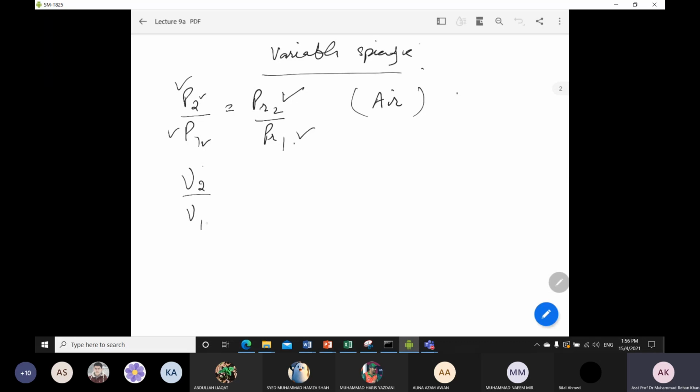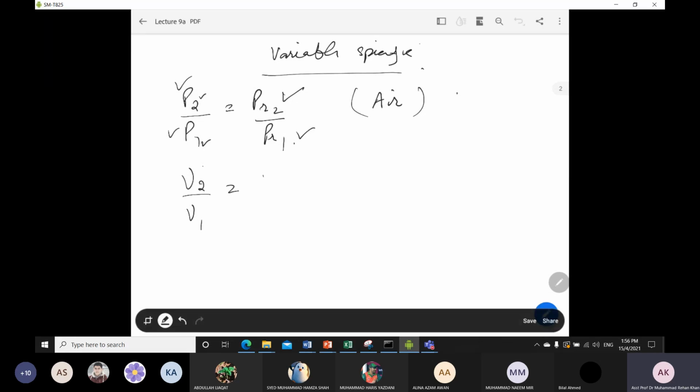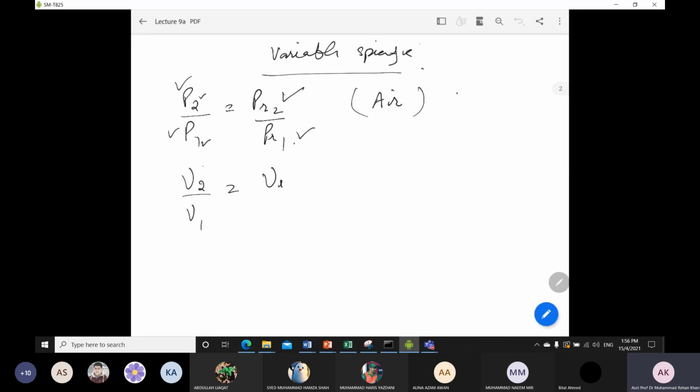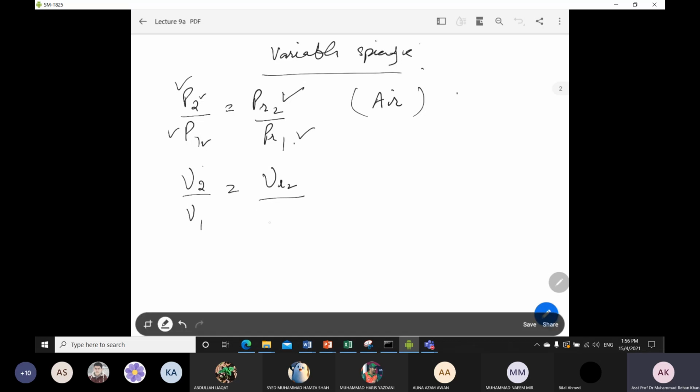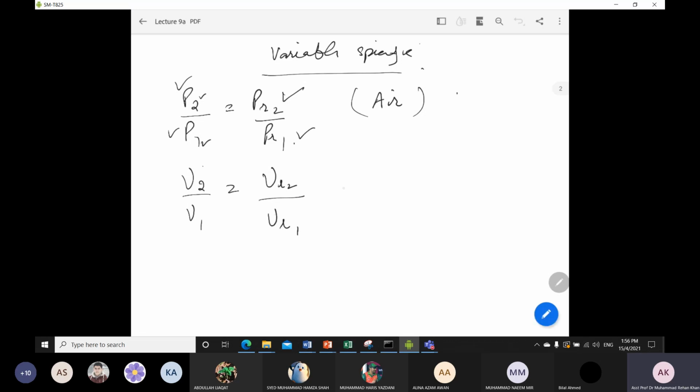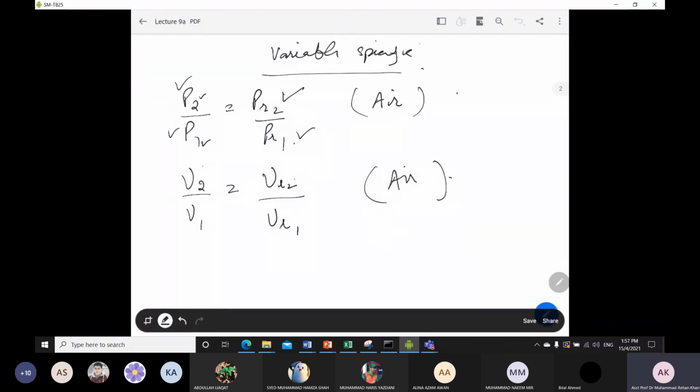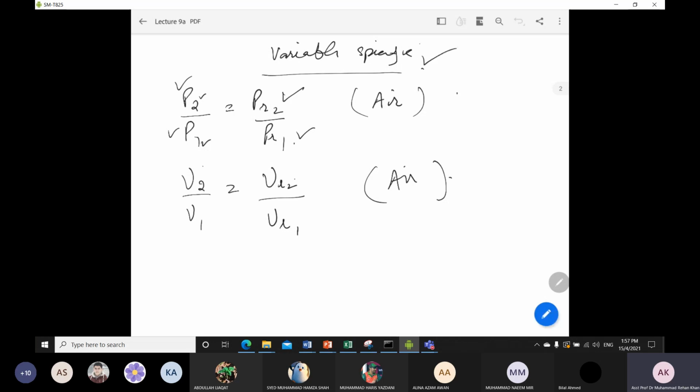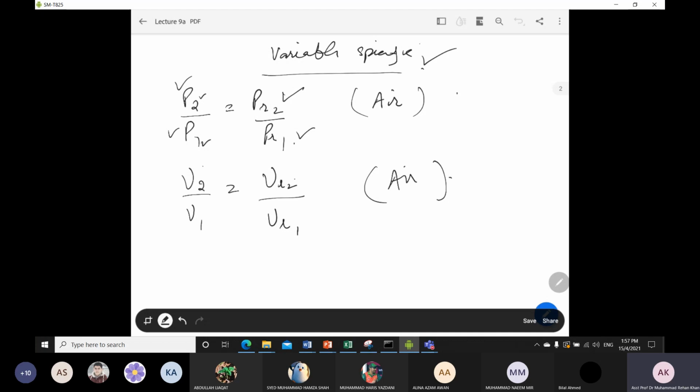Specific volume at 2 over specific volume at 1 is equal to relative specific volume at 2 over relative specific volume at 1. This is also an equation which is only valid for air, and it is also dimensionless. The relative specific volume is also given in your thermodynamic table, and you will see how to find these values when we solve the problem related to variable specific heat. So you can just note down these equations, and then we will move forward to the next thing.